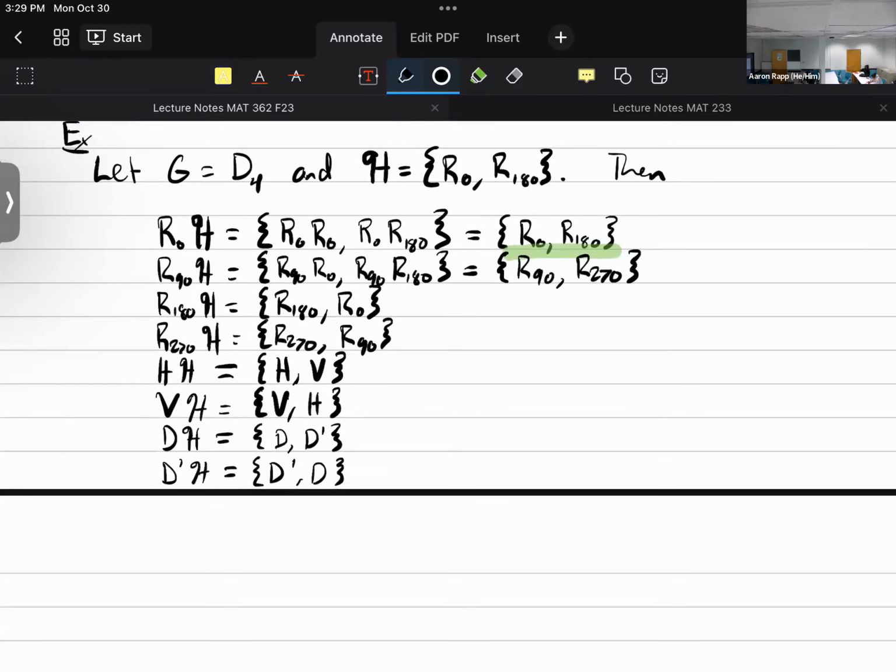So, first question I have for you: will any of these cosets form a group? Will all cosets form a group, or a subgroup of D4, however you want to look at it? Yeah. Which ones? First one. Third one.